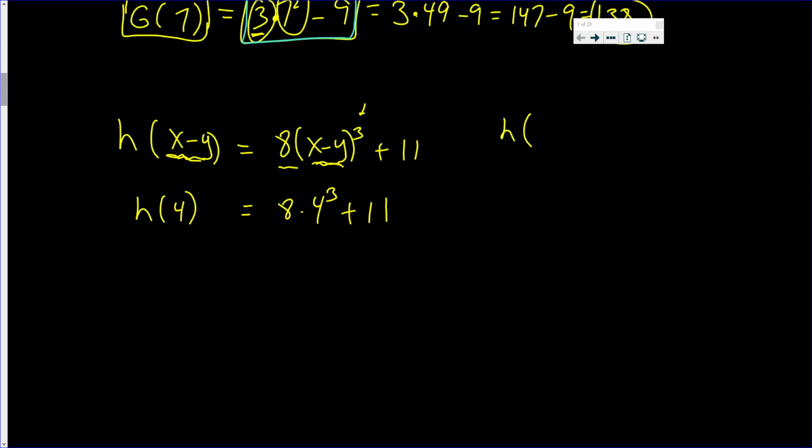This is the symbol. H of m is equal to 8m cubed plus 11. Actually, it's called a dummy variable. Whatever is being done to m, you do to, say, 4. You cube the 4, you multiply it by 8, you add 11.